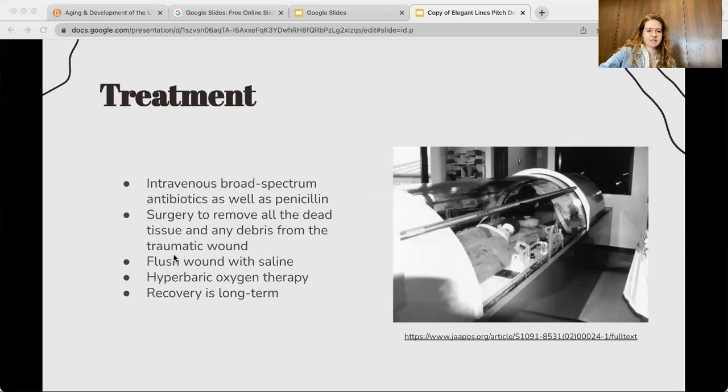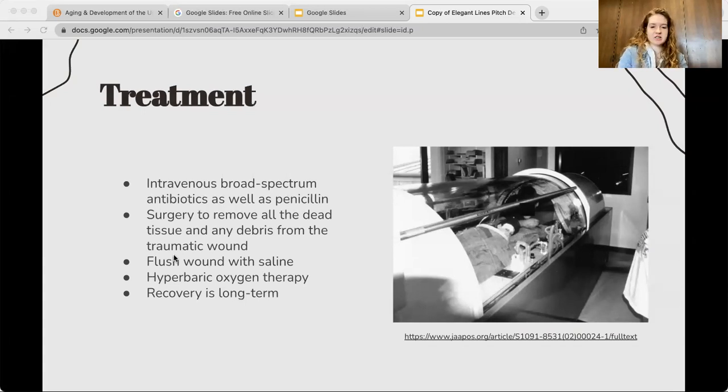So the basic treatment is broad spectrum antibiotics and penicillin, and then also surgery to remove all the dead tissue and any debris that might have been left over from the wound. Obviously, nothing should be left over, but in case there is. And then flush the wound with saline during that surgery, and then hyperbaric oxygen therapy.